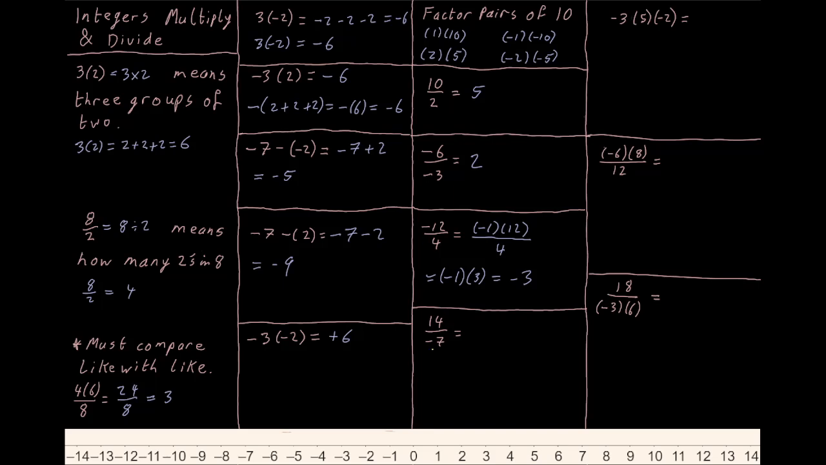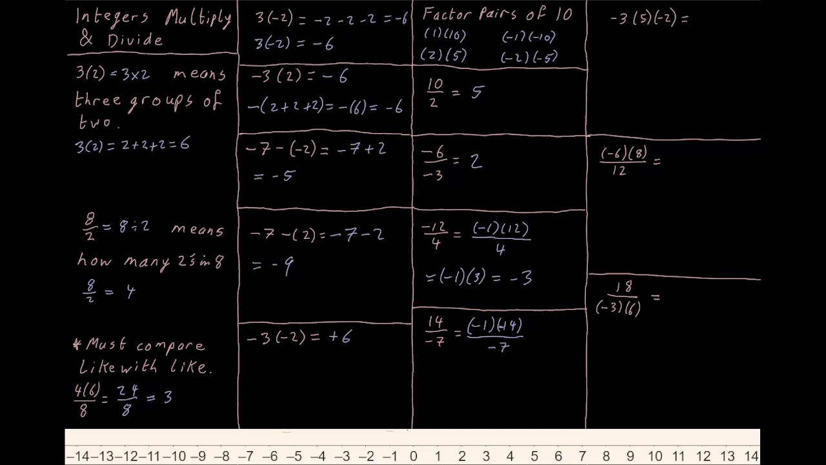What happens if we have 14 divided by minus 7? Again, we're not comparing like with like, but I could say my 14 here is the same as minus 1 times minus 14, all divided by minus 7. So how many minus 7s fit into minus 14? Well, 2 of them would.